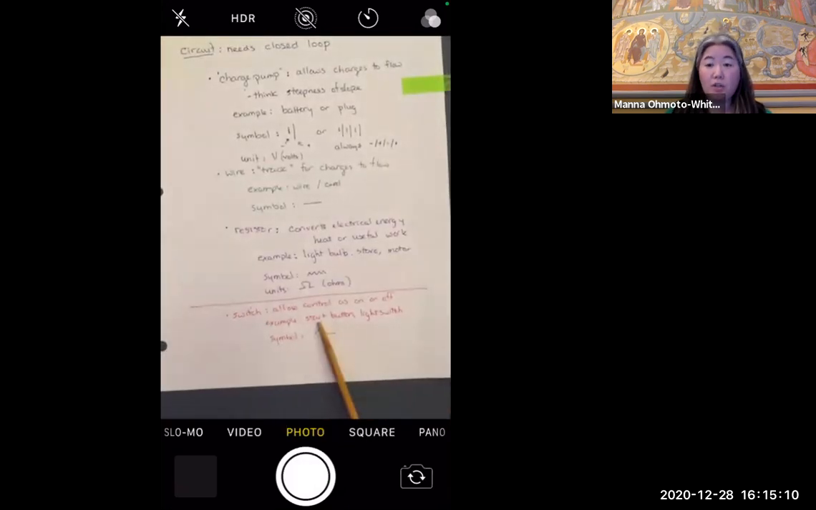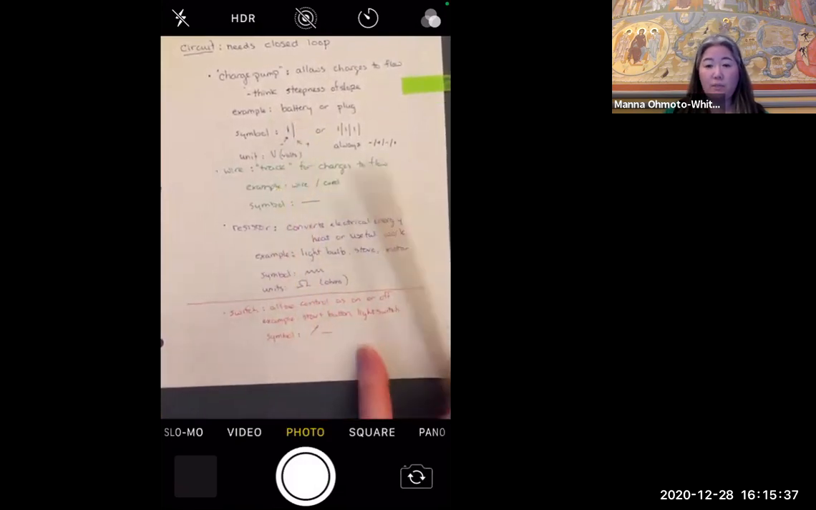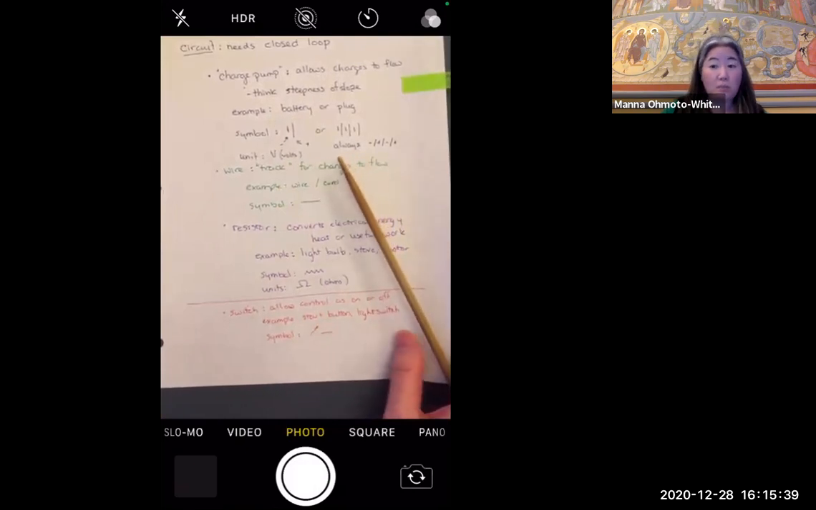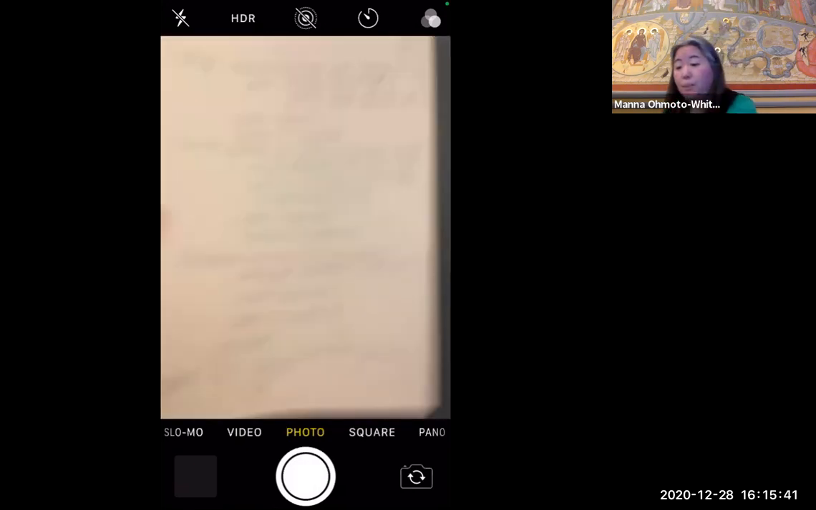Sometimes you'll need a switch that allows you to control it as an on or off, right? An example is a start button on something or a light switch. The symbol is an open diagonal line over a parallel line, almost as if you brought it back down, you would close the circuit. You'll often see a switch in there or other devices, but really the only things you absolutely need are the power source, the battery, the wire, and the resistor. However many of them isn't important, just as long as you have one of each.